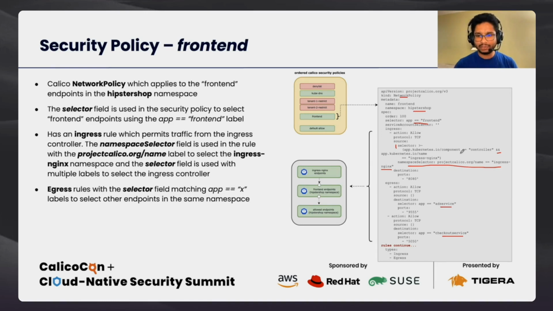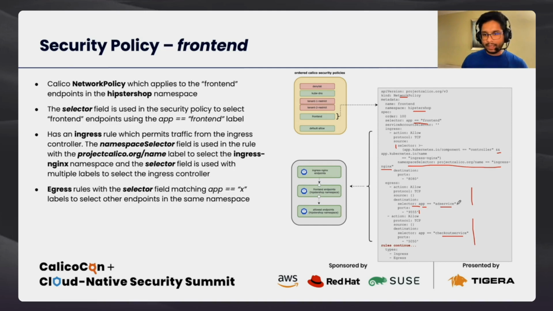Now in the egress direction, frontend is sending traffic to ad service. We specified a port here. Similarly, it's sending traffic to checkout service. This rule continues; I've truncated it. What's important is not the number of services it's talking to in the same namespace. There's quite a bit of them for this particular application, but the pattern is the same. It repeats. Given that this policy applies to the Hipster Shop namespace, we're using the selector field to select other workloads that the front-end workload can communicate with in the same namespace.